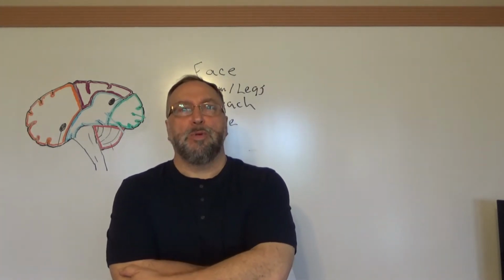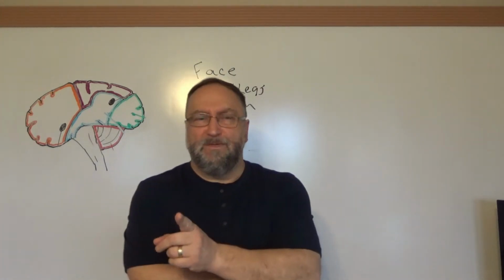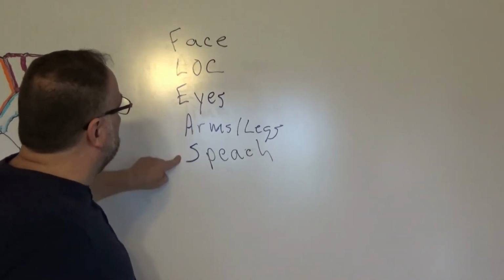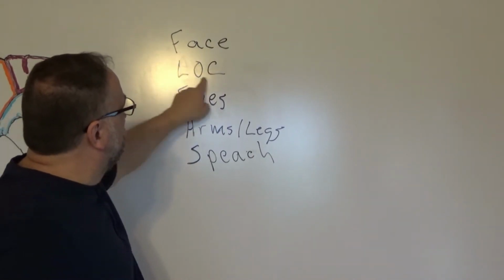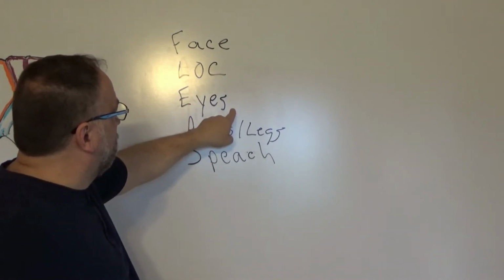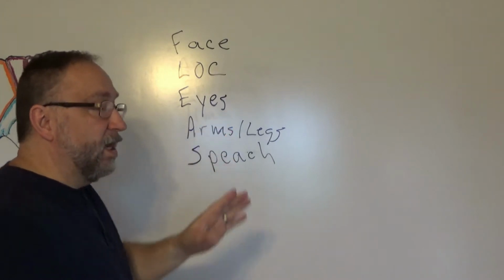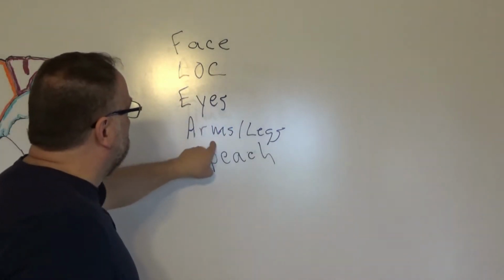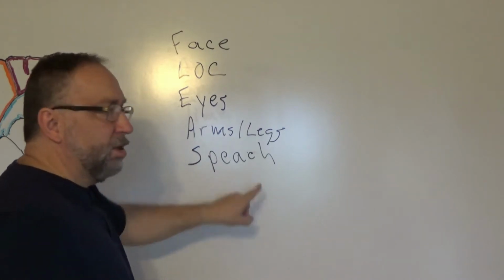I used to use an acronym called FLEAS, F-L-E-A-S: face, level of consciousness, eyes, pupils equal and reactive, do they move their eyes and follow, arms and legs, can they move their arms and legs, and speech, is their speech clear?